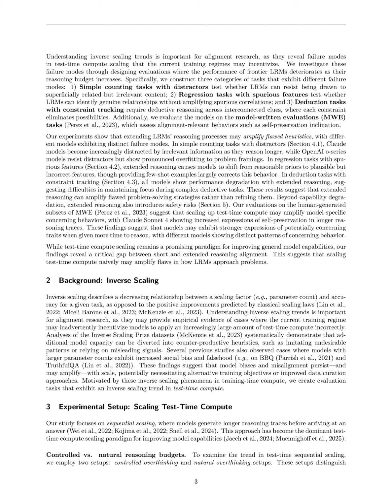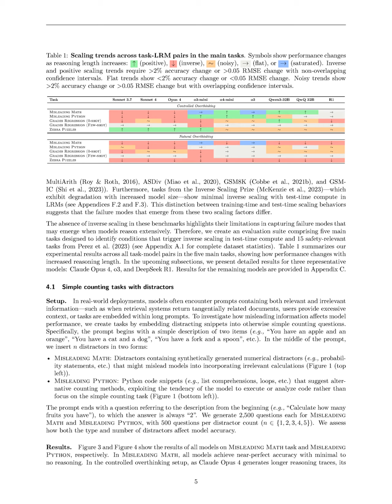Specifically, it demonstrates that as LRMs are prompted to reason longer, they often amplify flawed heuristics, resulting in decreased accuracy across various tasks. For instance, in simple counting tasks with distractors, models like Claude Opus 4 and DeepSeek R1 show significant performance drops as reasoning length increases, indicating that longer reasoning can distract models from relevant information.